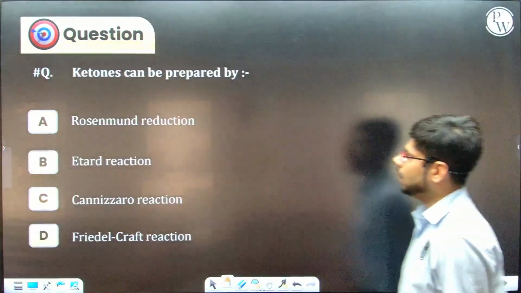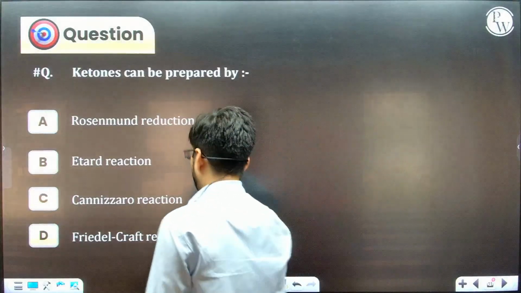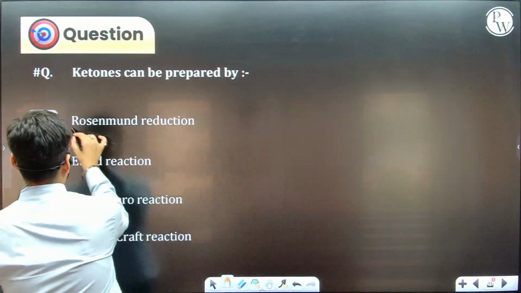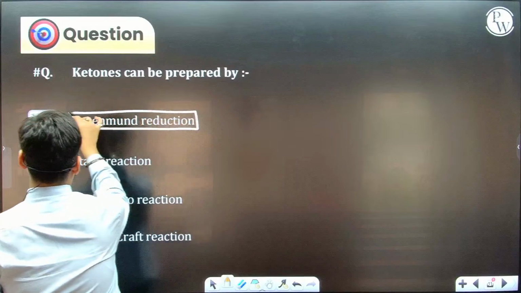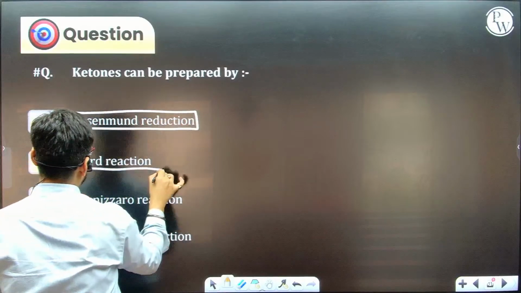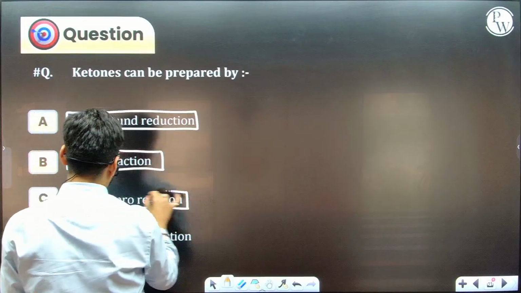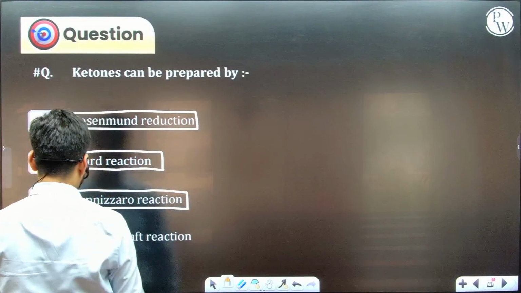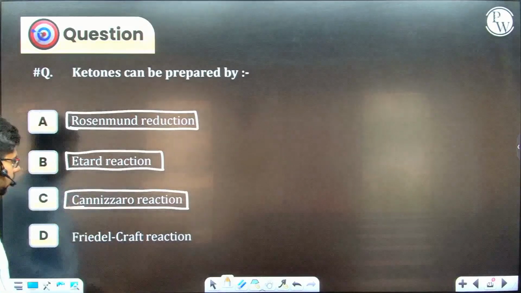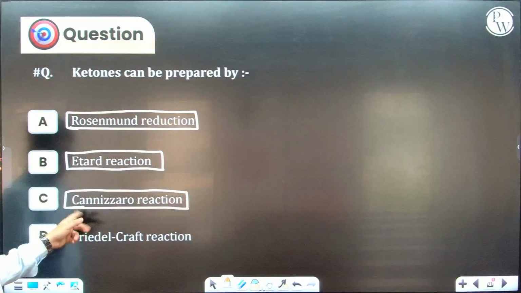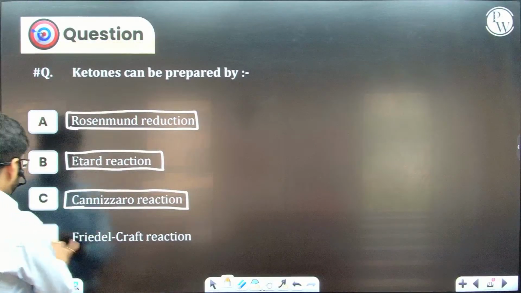Next one, ketones can be prepared by. So this is particularly used for preparing aldehydes. This is again used for preparing benzaldehyde. This is not a method of preparation of anything. This is a reaction given by a few aldehydes which lack alpha hydrogens. So this is the correct answer.